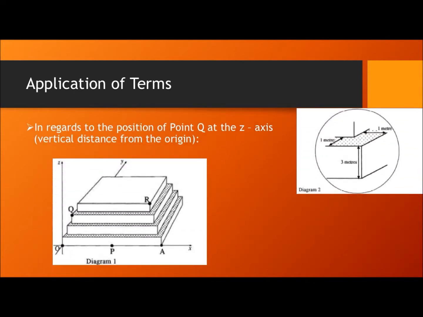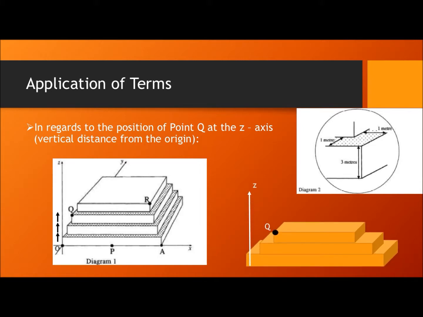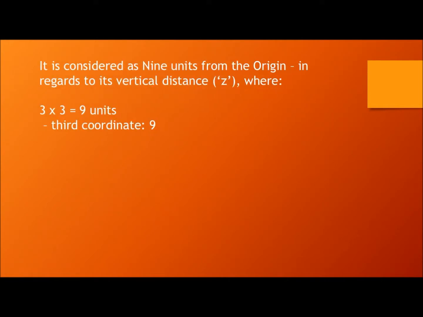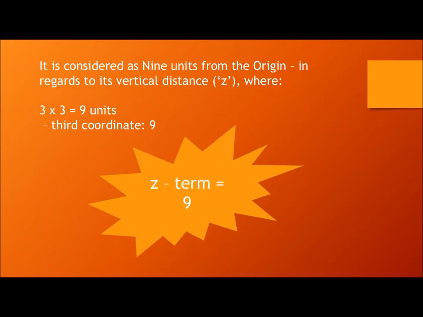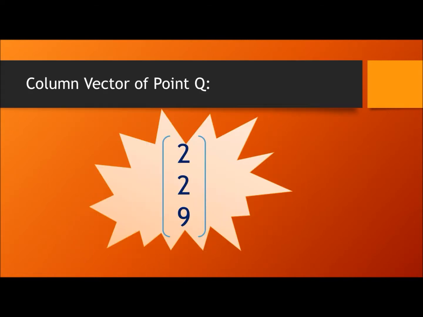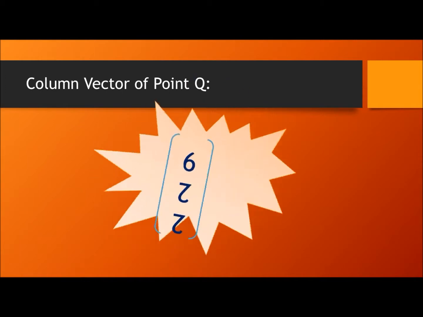Finally, as each step has a length of 3 meters and point q is situated upon the upper edge of the third step of the pyramid, we are able to deduce its final coordinate by multiplying 3 by 3, equivalent to an overall vertical distance of 9 meters from the origin. Hence its z term is equal to 9. Thus the overall column vector of point q could be referred to as 2, 2, 9.